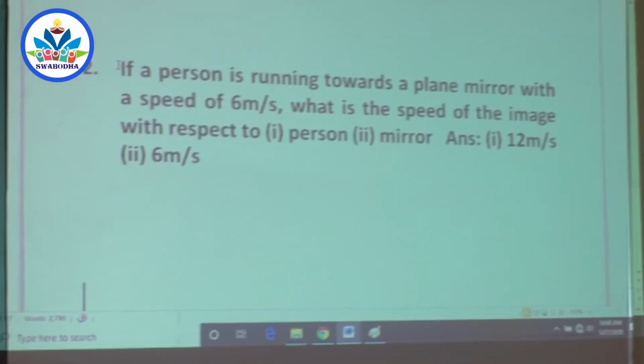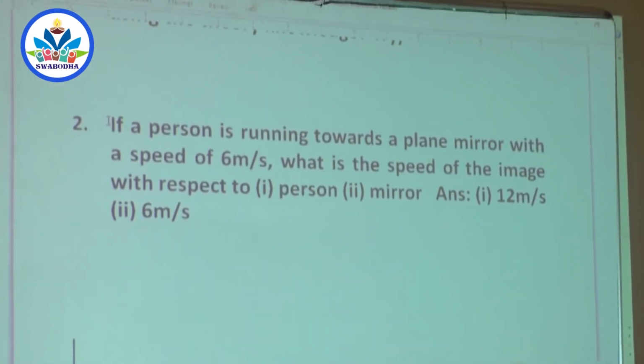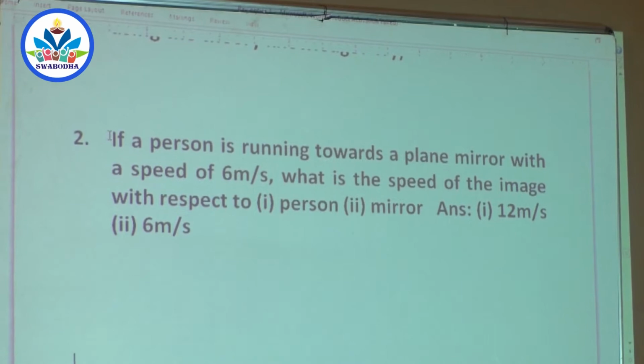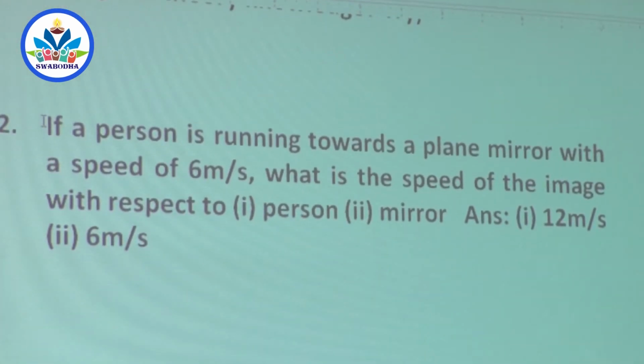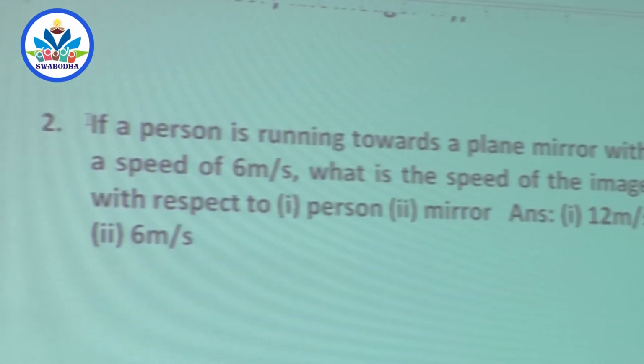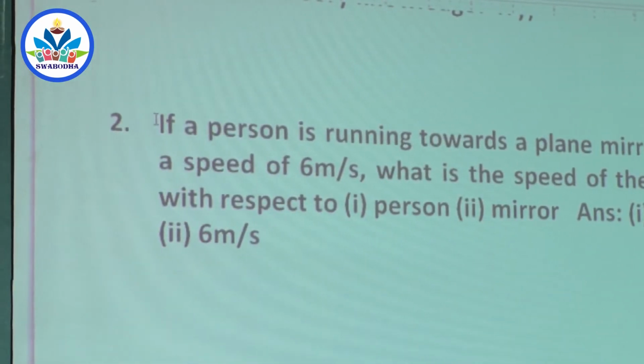If a person is running towards a plane mirror, it's a plane mirror problem, with a speed of 6 meters per second. What is the speed of the image with respect to the person, and what is the speed of the image with respect to the mirror? If the mirror is also a living being, and you ask the mirror with what speed the image is running, what is its answer? Coming to the problem now, the velocity of the object is 6 meters per second, that's all the data.